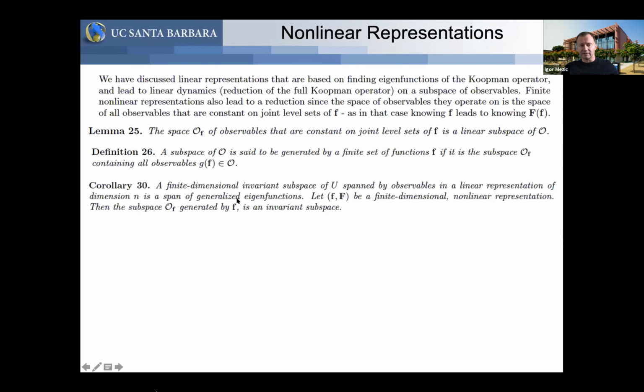The point here is that a corollary of these results is that any finite dimensional invariant subspace is spanned by observables in a linear representation of dimension n, in a span of generalized eigenfunctions. But you can have a finite dimensional nonlinear representation. In that case, the subspace generated by F is an invariant subspace, and I should point out, typically infinite dimensional if you're in some standard functional setting.